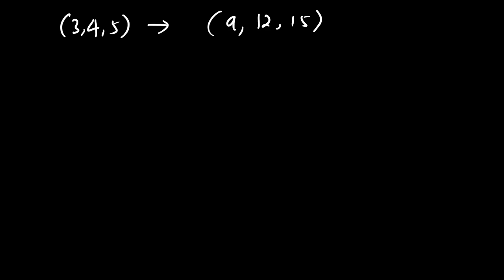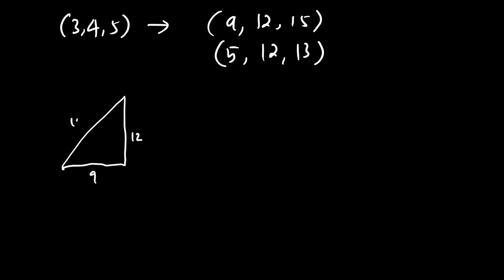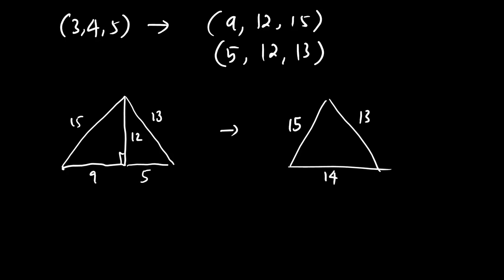Now take another two triangles. From 3, 4, 5, we can have 9, 12, and 15. And we can have another triangle, 5, 12, 13. So the common height is 12. If one is 9, 12, 15 and the other is 5, 12, 13, then we have another Heronian triangle with side lengths 13, 14, and 15, which is easy to remember because instead of 3, 4, 5, it is 13, 14, and 15. The area, of course, equals half of 12 and 14, that is 84.